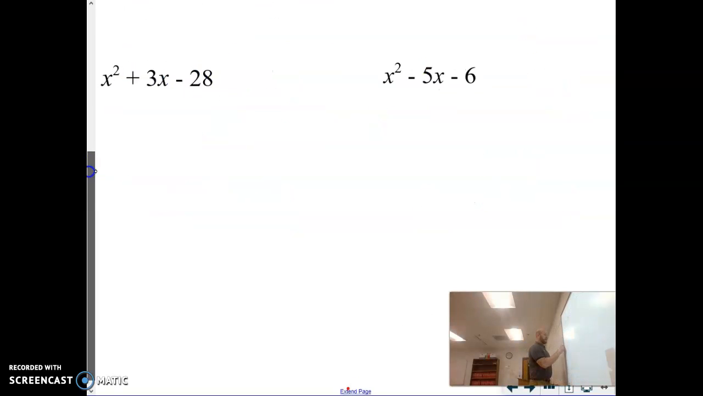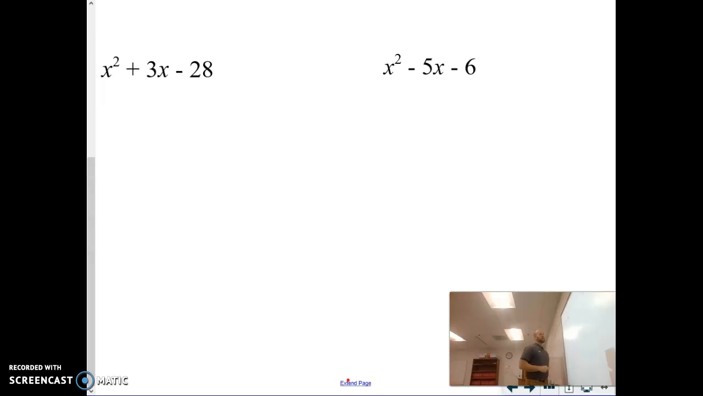Okay. Now our next example, ladies and gentlemen, gives us a positive middle term and a negative constant, and a negative middle term and a negative constant. So with this one, what we have to look for is one of each, meaning one of our numbers will be positive, the other will be negative. Okay. So let's take a look at the first one. Since the middle term is positive, that means of those two numbers, the bigger number is the positive number.